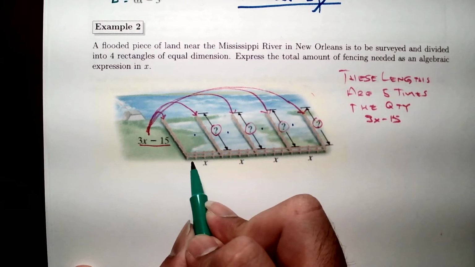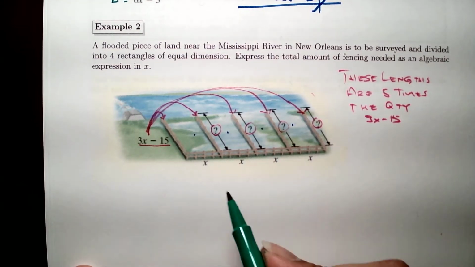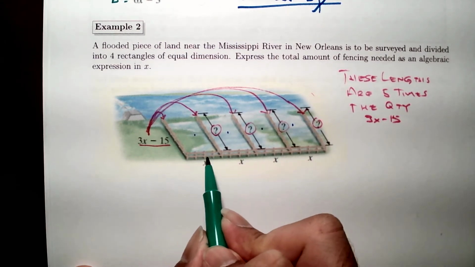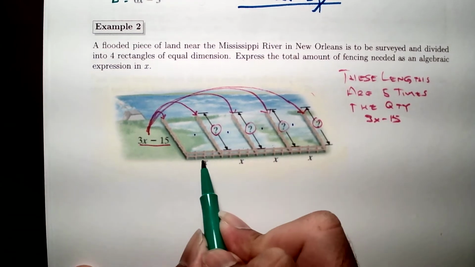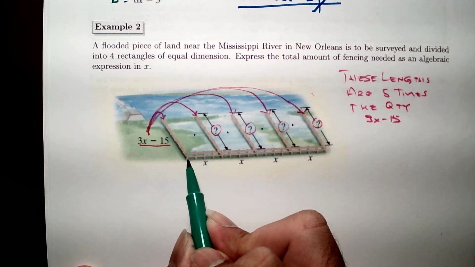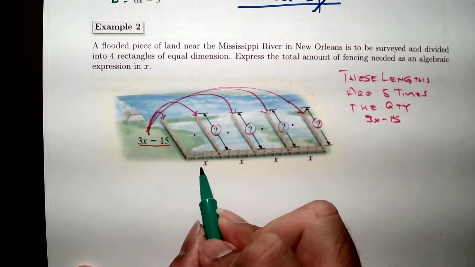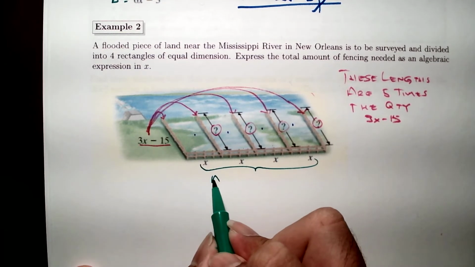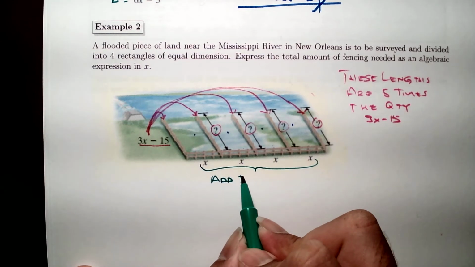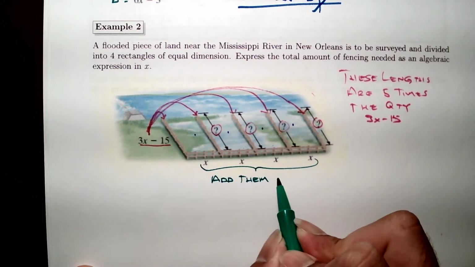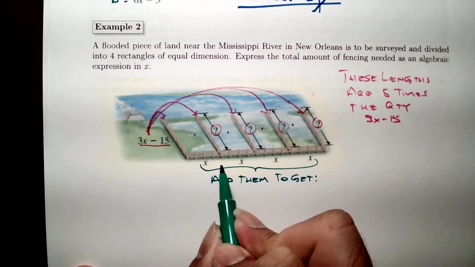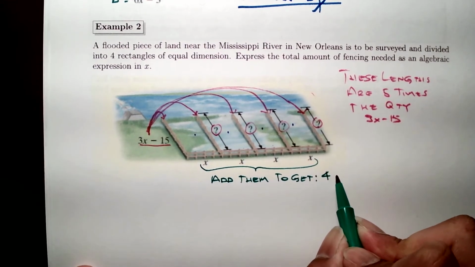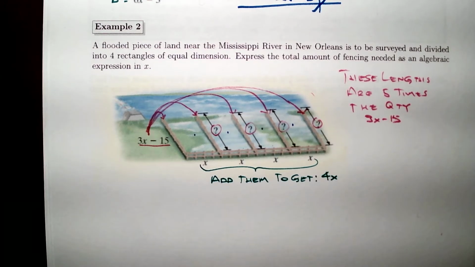Okay, and then over here, what do we have? Look at the total length right here. The length of each individual rectangle is x, but we are going to add them all up to get 1, 2, 3, 4x. Okay, so we get 4x.